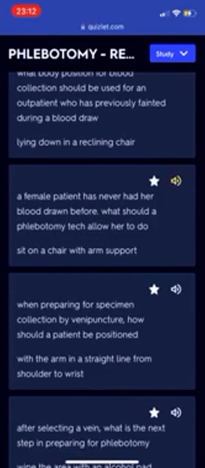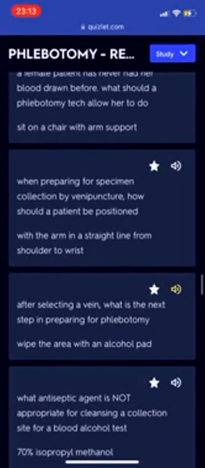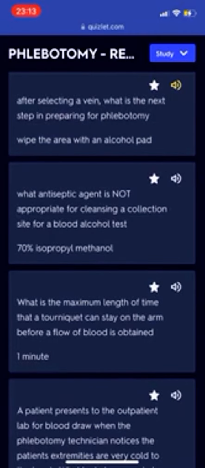A female patient has never had her blood drawn before. What should a phlebotomy tech allow her to do? Sit on a chair with arm support. When preparing for specimen collection by venipuncture, how should a patient be positioned? With the arm in a straight line from shoulder to wrist. After selecting a vein, what is the next step in preparing for phlebotomy? Wipe the area with an alcohol pad.